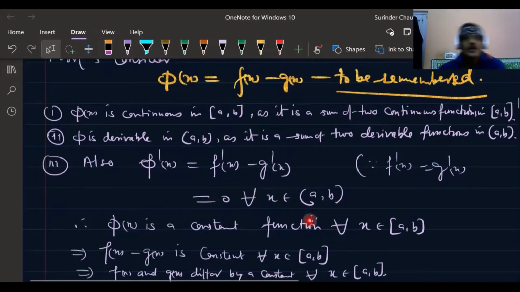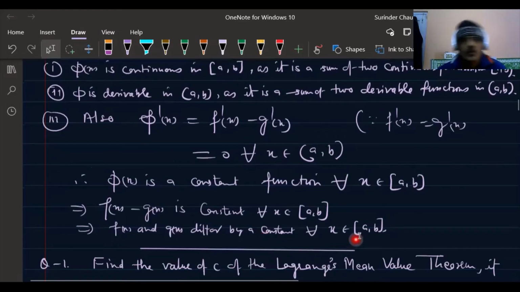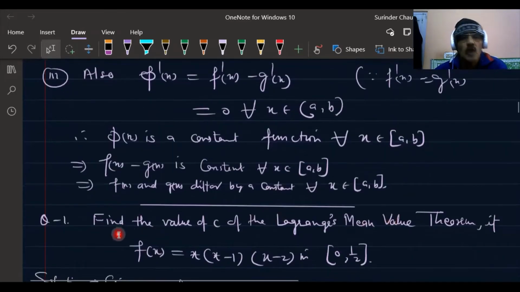So now, if phi(x) satisfies all three conditions of the first corollary, then phi(x) must be a constant function for all x in the closed interval. If this is a constant function, what is phi(x)? Phi(x) is equal to f(x) - g(x). So if phi(x) is constant, it means f(x) - g(x) is a constant function for all x in the closed interval. This difference of two functions being constant means the two functions differ by a constant. Both the properties are proved. Now let's solve problems based on the Lagrange theorem.